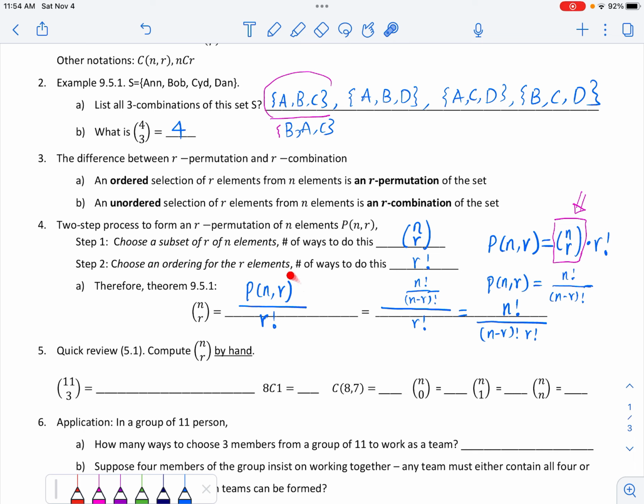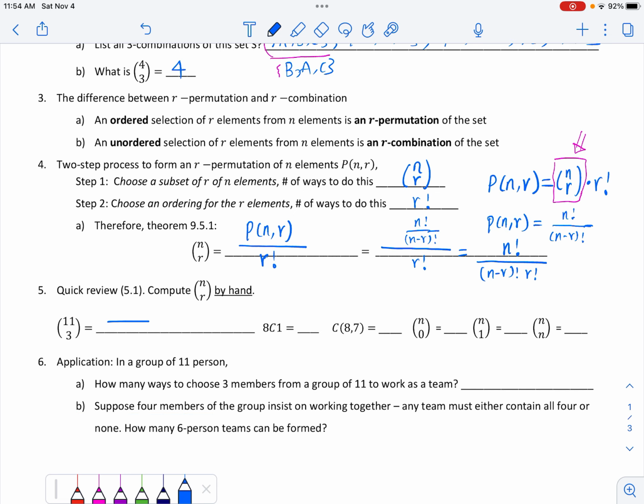So you either use that or use that to compute n choose R. Now let's quickly review how we actually use the formula to compute that. So this is equal to, n is 11, so 11 factorial, and n minus R is 3, so 11 minus 3, which is 8 factorial, and then also R factorial, which is 3 factorial on the bottom.